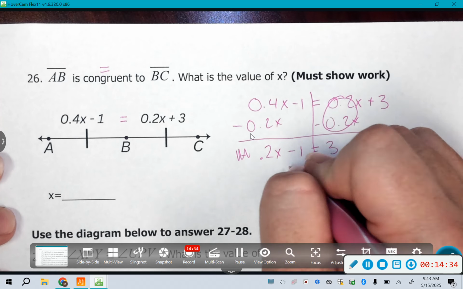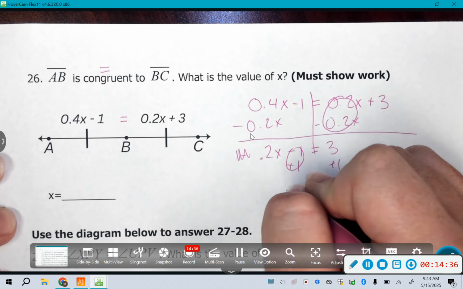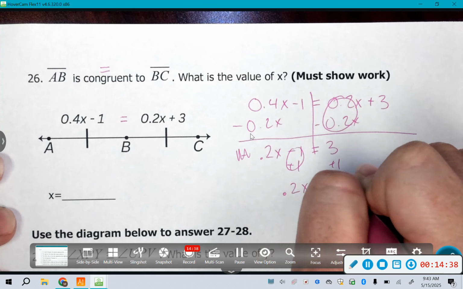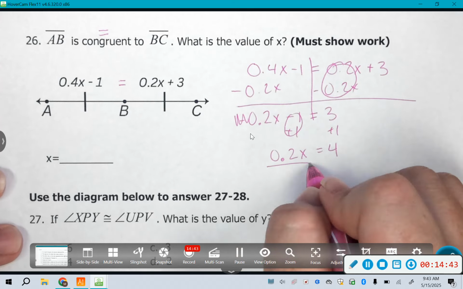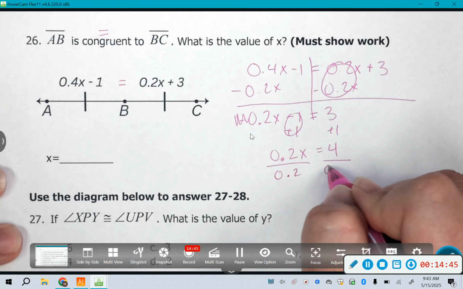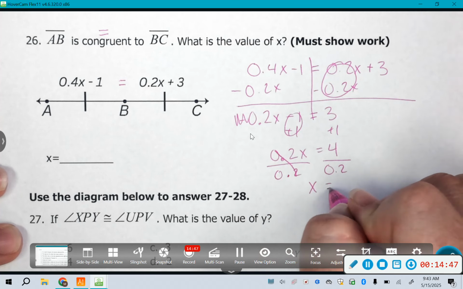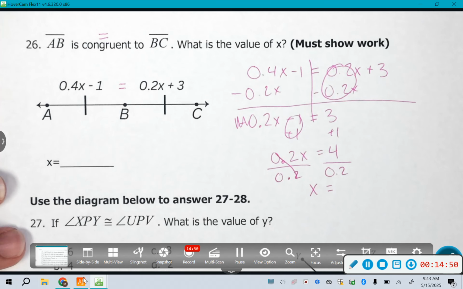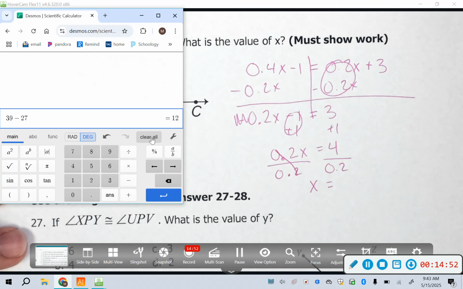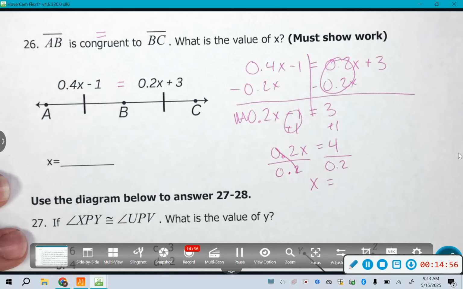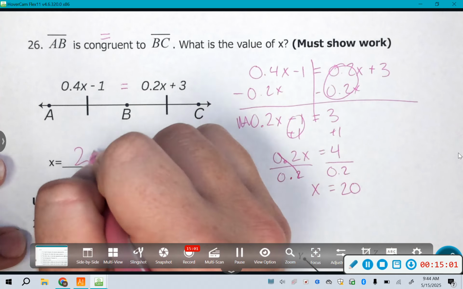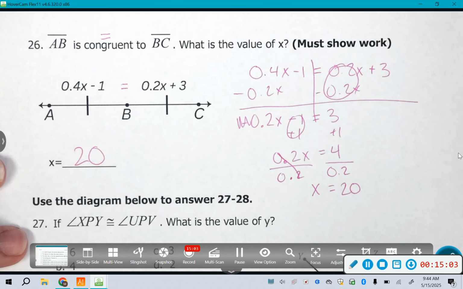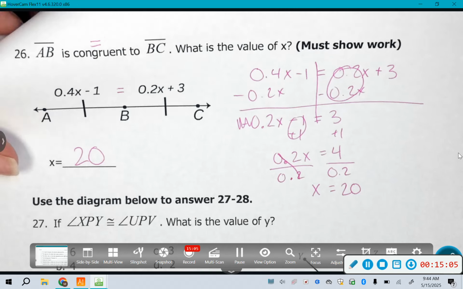And I'm going to add 1 to both sides. And I get 0.2x equals 4. I'm going to put the 0 so it's obvious it's a decimal. And then I'm going to divide by 0.2. Get x equals, I'm going to use my calculator for that one. I get 4 divided by 0.2, which is 20. And it says, what is the value of x? So we're done. Don't let the decimals throw you off. We still treat them the same.